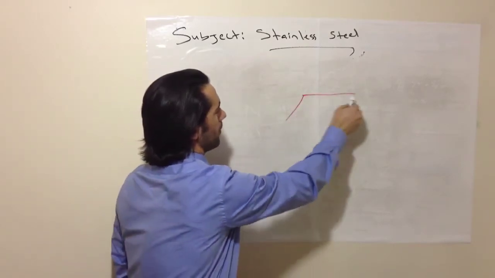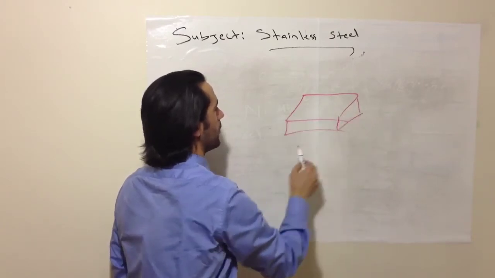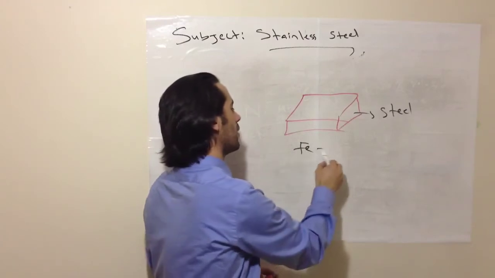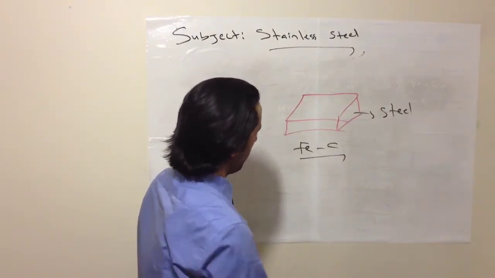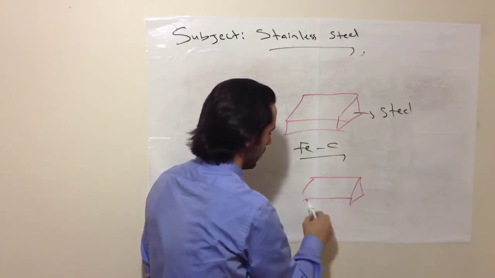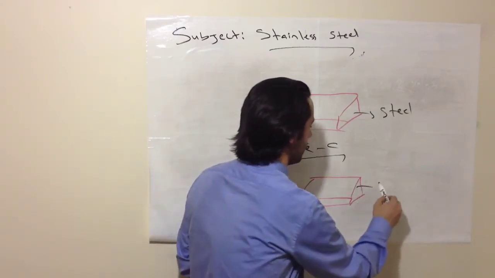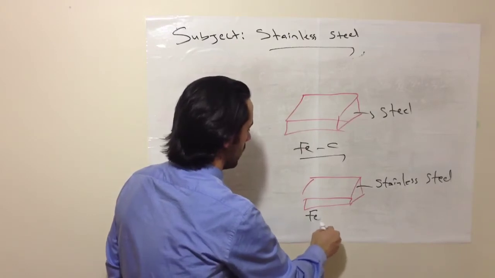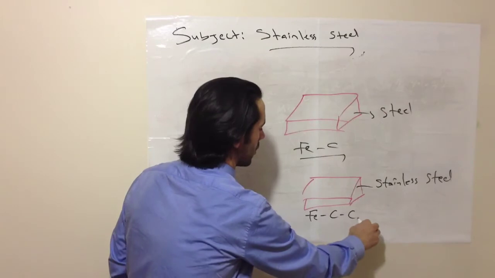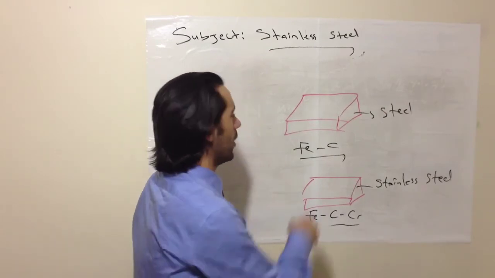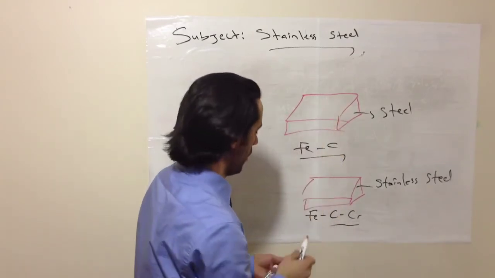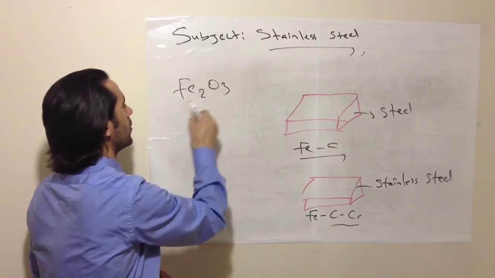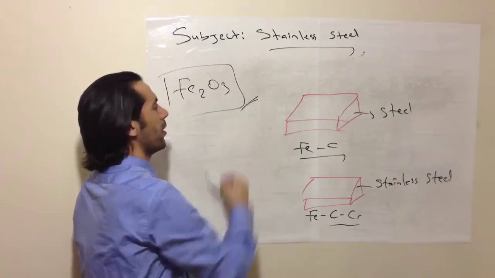Take our first material, which is steel, let's say an iron and carbon alloy, and our second material, stainless steel, which is an iron, carbon, chromium alloy. When exposed to the atmosphere, in the first one, iron makes a chemical compound with oxygen, so we get iron oxide. That means our material gets rust.